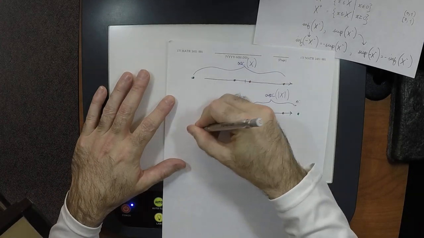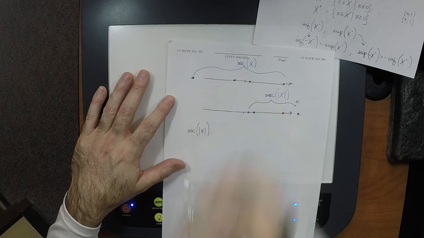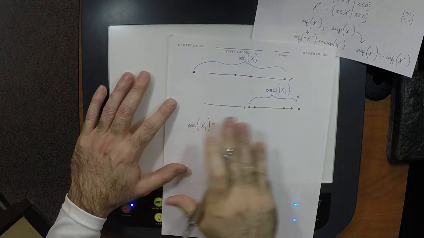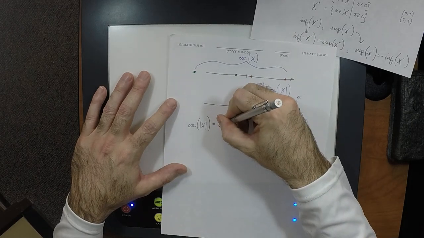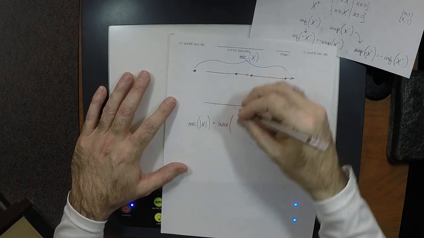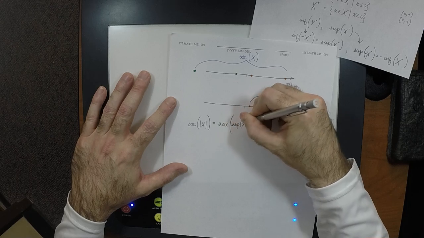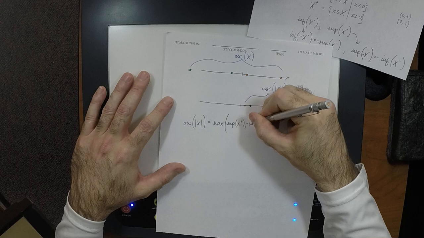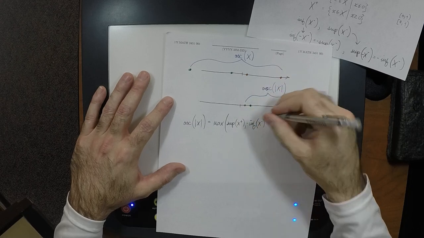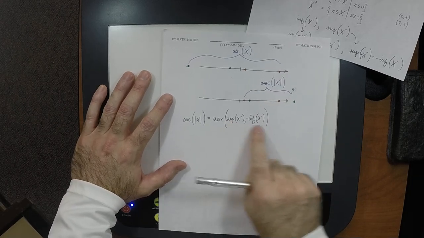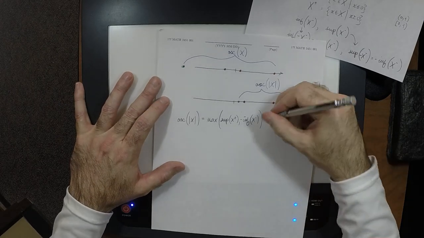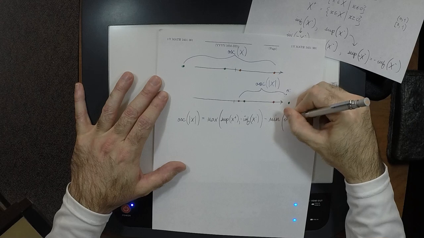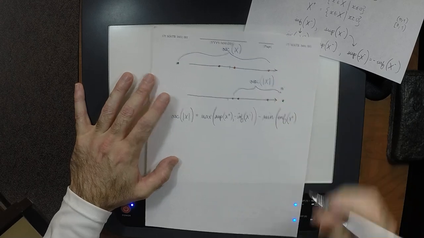So the oscillation of absolute value of x is going to be what? So what's going to be the furthest point? So it's going to be the maximum of what two things? The maximum of sup of x plus, and the negation of the inf of x minus. Okay, so this is the sup of the new set. And then how do we get the inf of the new set? Subtract what? The minimum of x plus. Very good.